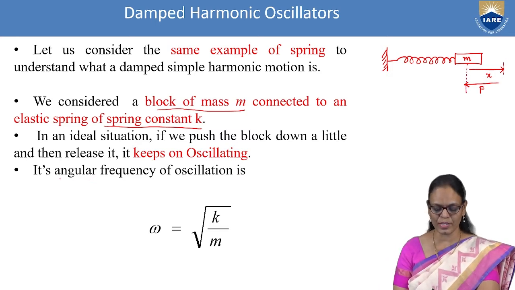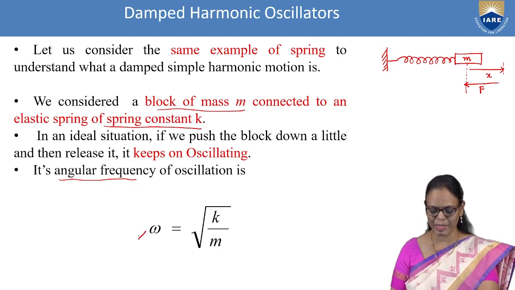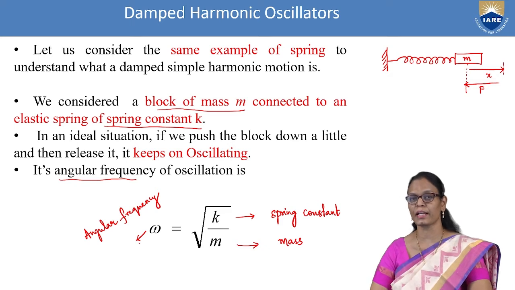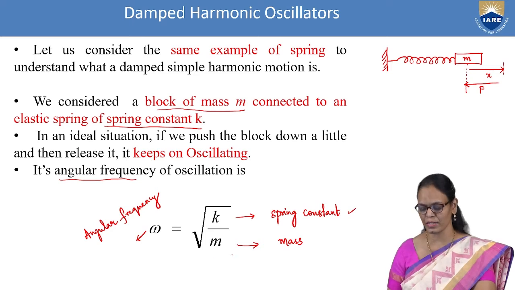And the angular frequency of the oscillation is given by omega is equal to under root k by m. So omega here represents the angular frequency, k represents the spring constant, and m is the mass. So the frequency with which it is oscillating, the angular frequency, is given by under root k by m. So it depends upon the spring constant as well as the mass of the object.